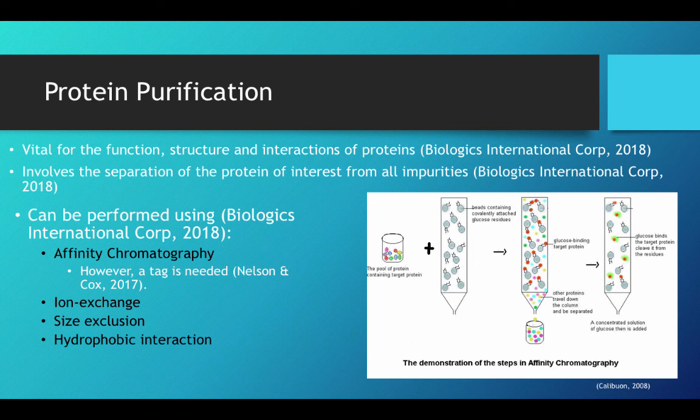However, many proteins do not bind a ligand that can be immobilized on a column matrix, so a tag is needed. The gene for most proteins can be altered to express a fusion protein, which is the tag, which can then be purified by affinity chromatography.